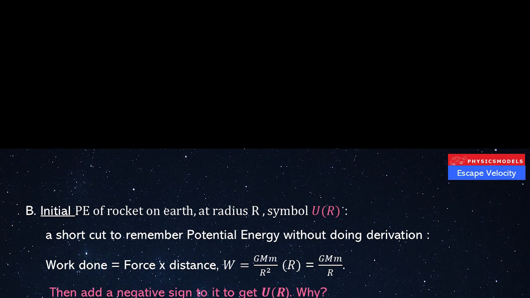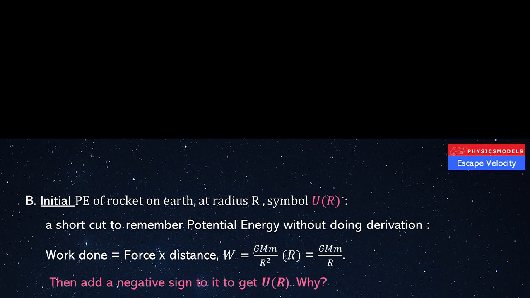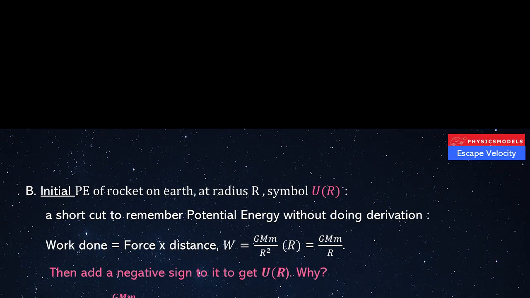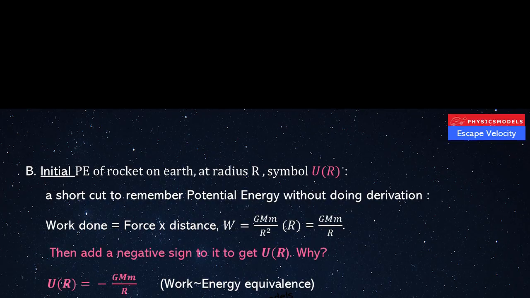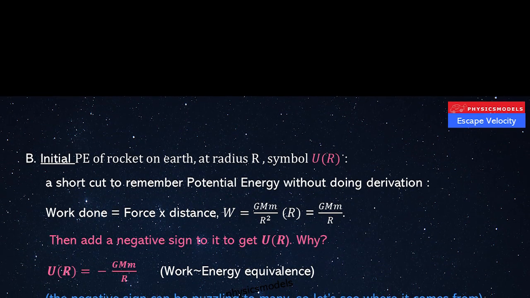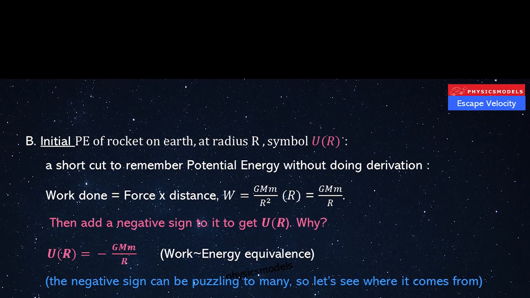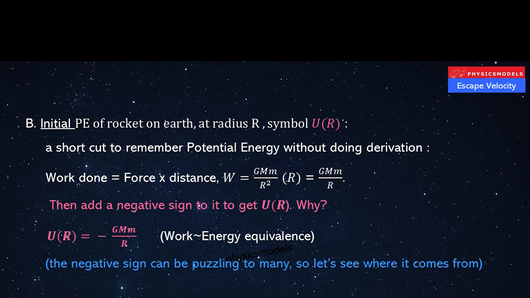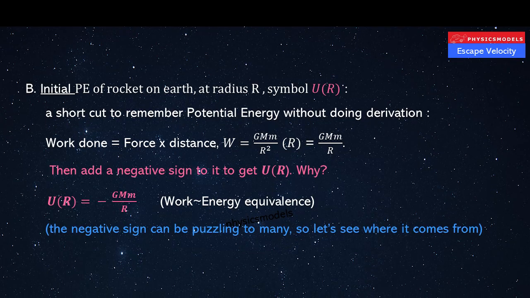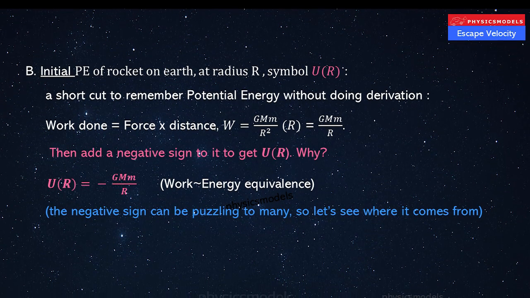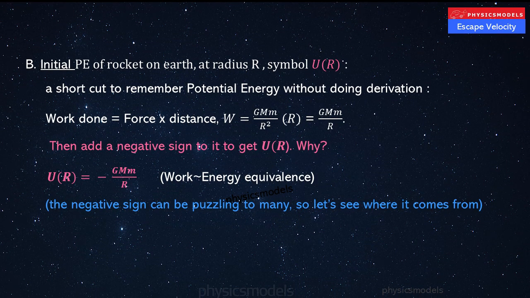Simple way to remember this is the work energy equivalence. So the work done is force into distance. The gravitational force is GMm by r squared. Multiply this by the distance from the surface to the center of the Earth, which is radius r, and we get GMm by r. However, the potential energy has a minus sign, so that U of r is minus GMm by r. This needs some close understanding.